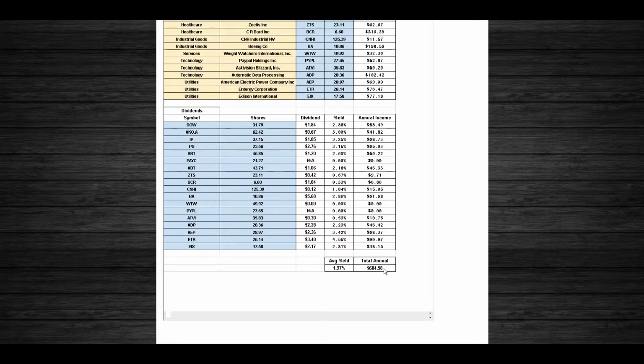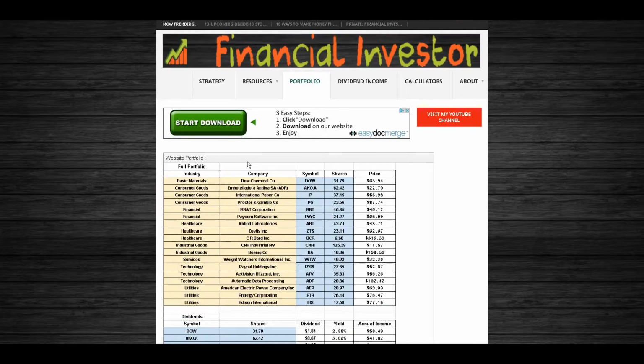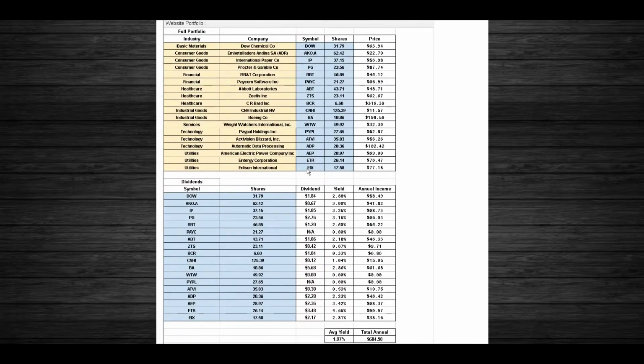My total annual income is about $684.58, or I think it's about $171 a month, or right around there. And actually, that's not $171 a month. That's every quarter. Every quarter is 3 and 3 and 3 and 3. Yeah, but $171 every quarter. So not too bad there. So that is it for my full portfolio.